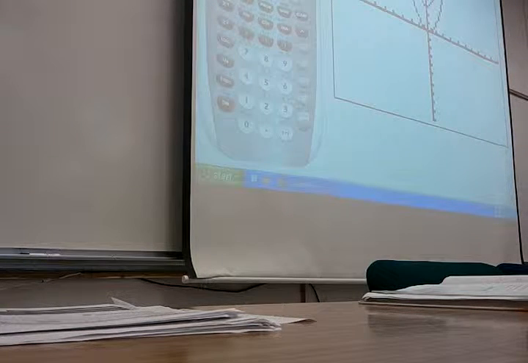There's one place where Casios have it over TIs, because Casios can actually do different colors for the lines, which is nice.